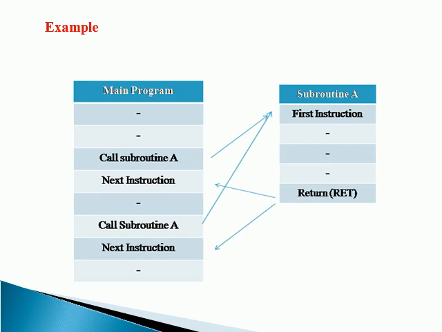After that it executes some instructions. Then again the next instruction is call subroutine A. Again it calls subroutine A, executes all the instructions from subroutine A and returns back to the main program. Then a number of instructions from the main program are executed. This is the working of a procedure call.